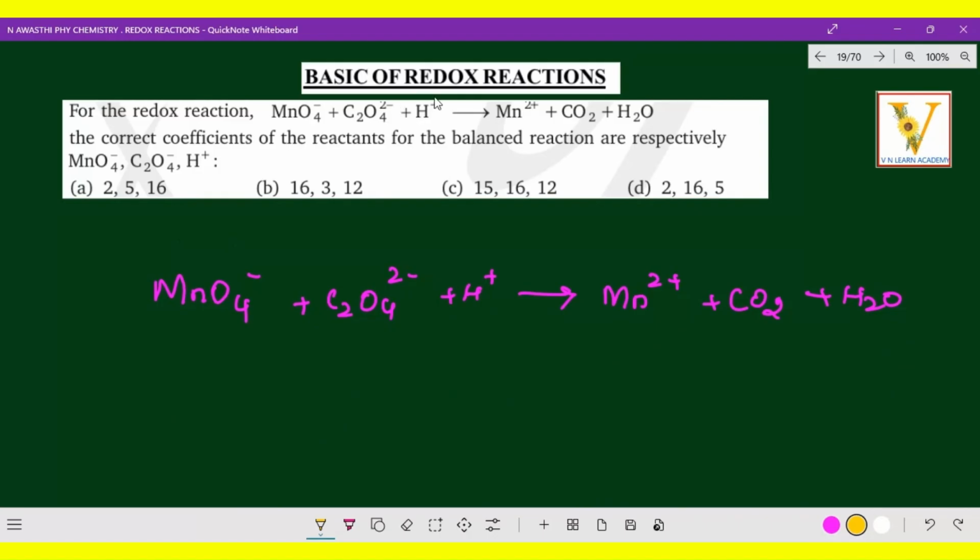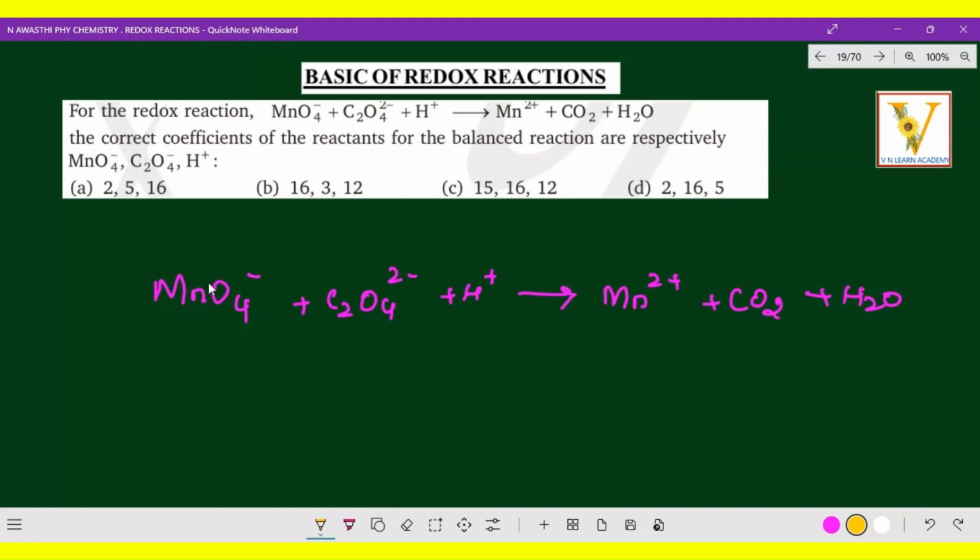MnO4 minus plus C2O4 2 minus plus H plus gives Mn2 plus plus CO2 plus H2O. The correct coefficients of the reactants for the balanced reaction are, respectively, for MnO4 minus, C2O4 2 minus, and H plus. So we have to check what the correct balanced equation is. According to that balanced equation, we have to identify the number of electrons lost or gained.